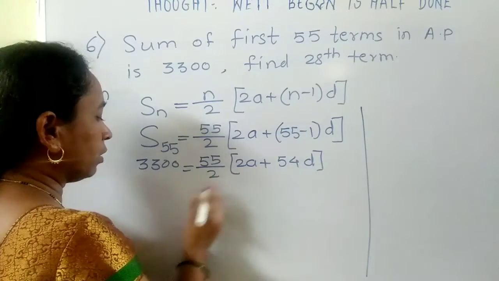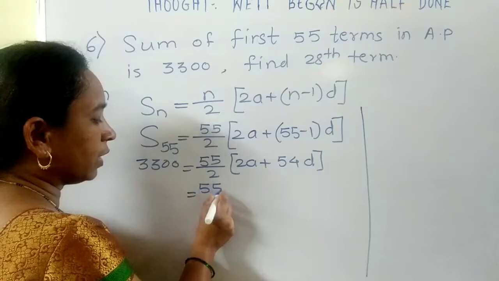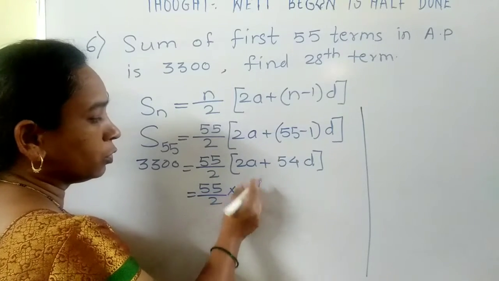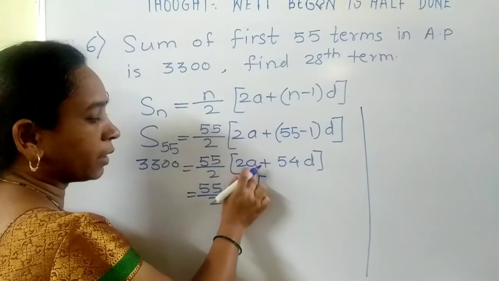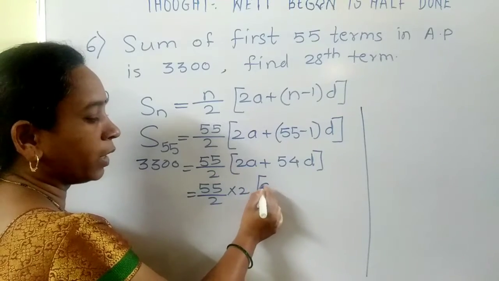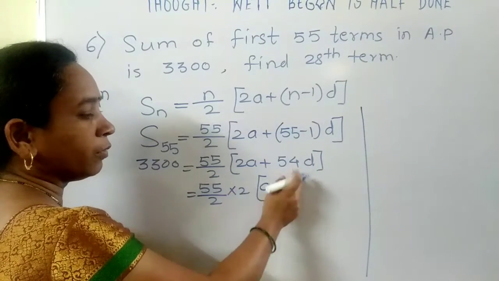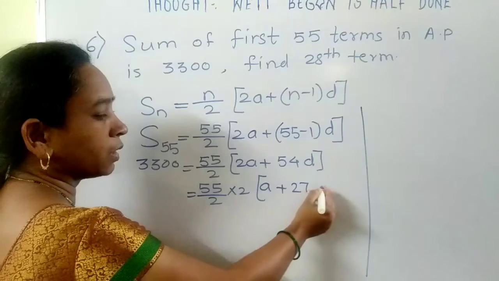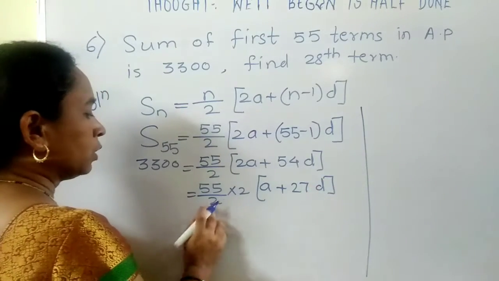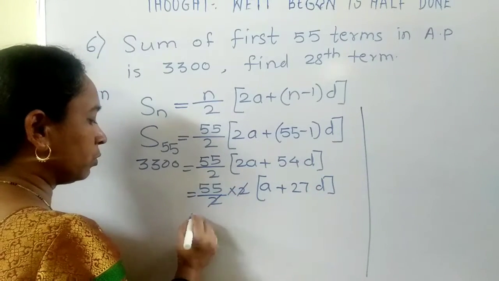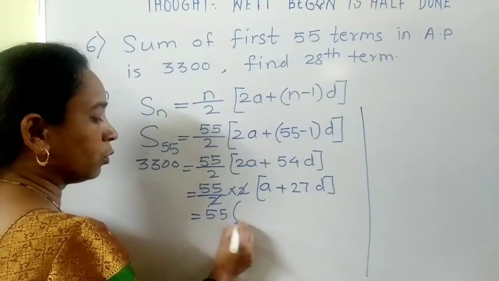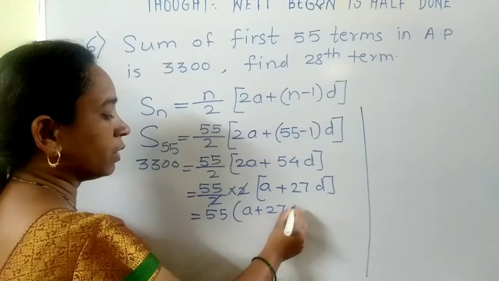From here you can take 2 common. So 55 upon 2 into 2, I have taken 2 common, so in the bracket a will be left, and if you divide, here it would be 27d. The 2 will be cancelled with this 2. So 55 into a plus 27d.